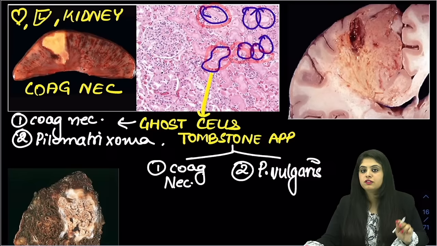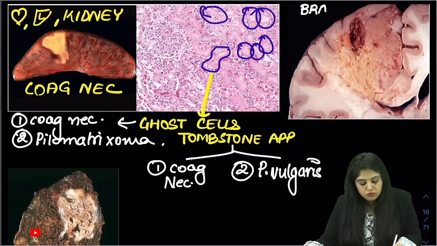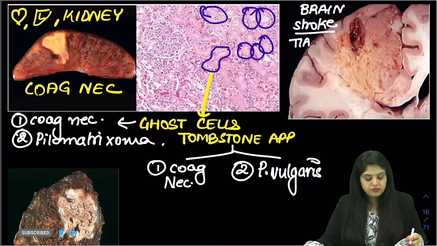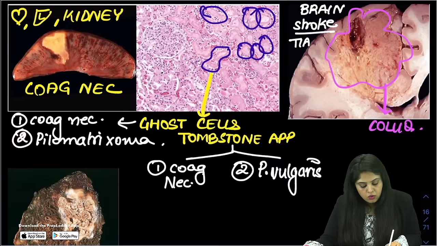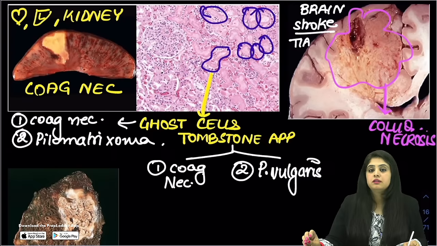Now coming to everyone's favorite. What do you see in the brain? So you get a history of stroke or a transient ischemic attack, TIA, a history of stroke. You are definitely going to see something liquidy happening over here. So you are going to call it colliquative necrosis. Yes, colliquative. Anything like brain, stroke, remember colliquative.